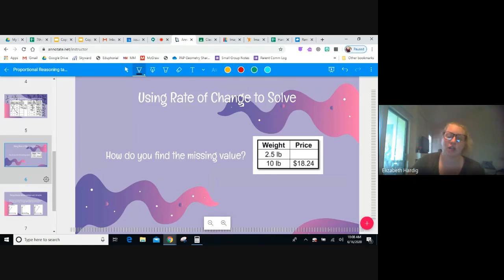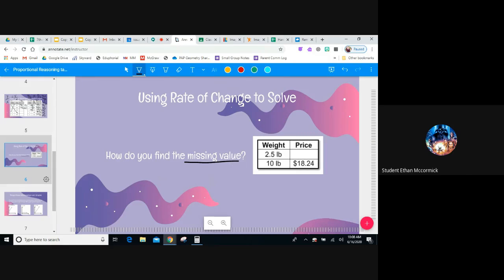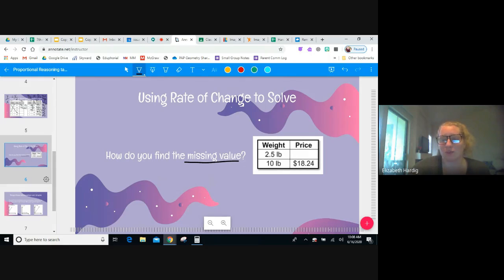Now, using rate of change to solve. So now we're looking for a missing value. So weight and price, we're going to assume in this aspect are proportional. I'm given that I know 10 pounds is $18.24. And I want to know how much 2.5 pounds would cost. So the price shouldn't change per pound. So if I know what 10 pounds is, can I find what 5 pounds is?